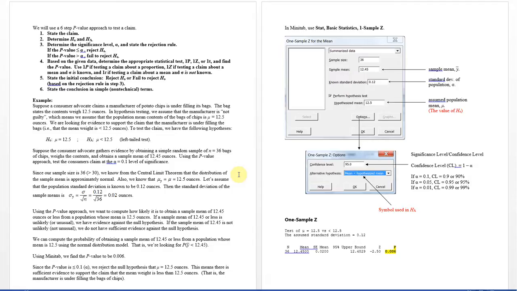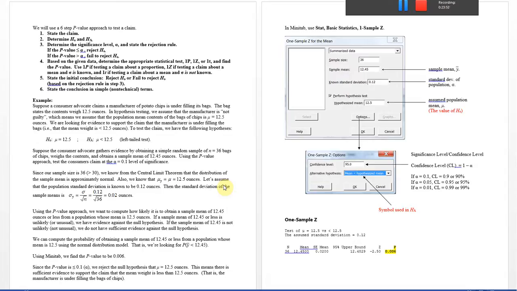In the hypothesis test, we assume that the manufacturer is not guilty, which means we assume that the population contents are as stated. All right, so we're looking for evidence to support the claim that the manufacturer is underfilling the bags, i.e. the mean weight is actually smaller than 12.5 ounces. To test this claim, we have the following hypotheses, which you can read right there. Clearly, this is a left-tailed test, so I'm looking at things that are less than.